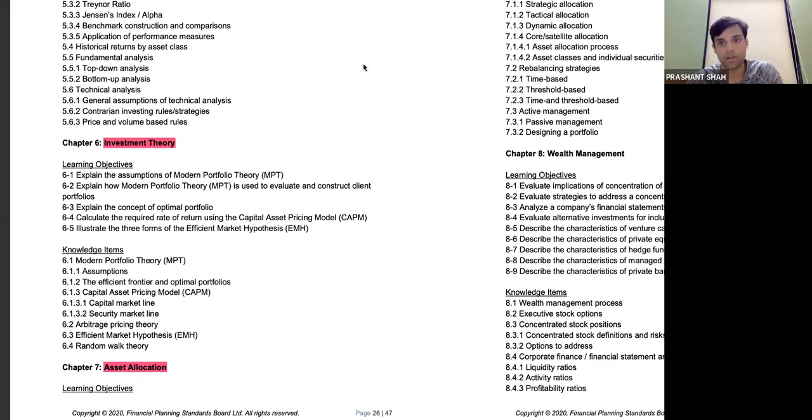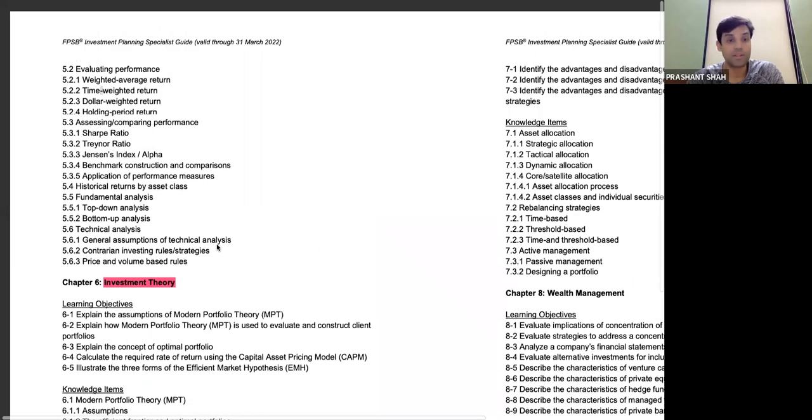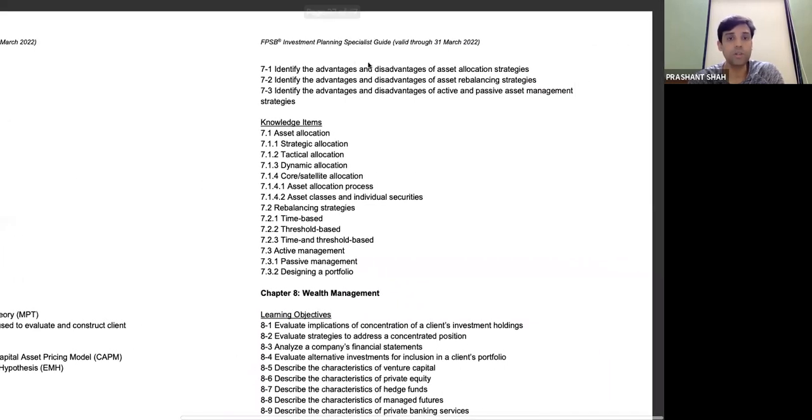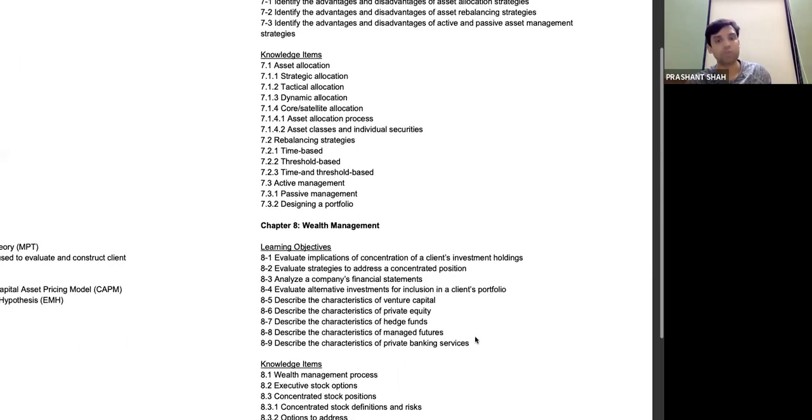Then asset allocation. Yes. So this is where we had numericals in the earlier syllabus. Now we have gone to core theory here. So no exemption here. You would be studying all the types of asset allocation: strategic, tactical, dynamic, core and satellite, also rebalancing techniques, and active and passive portfolio management. Very important for exam. Then wealth management has been introduced as a topic.